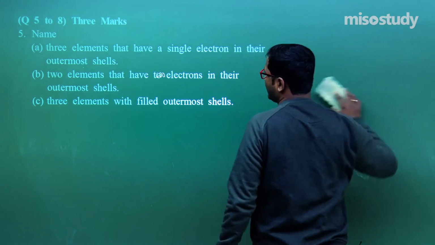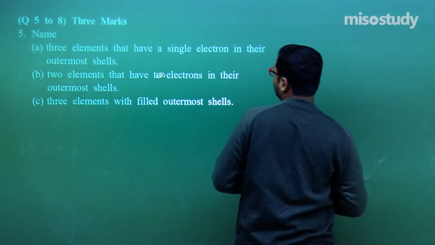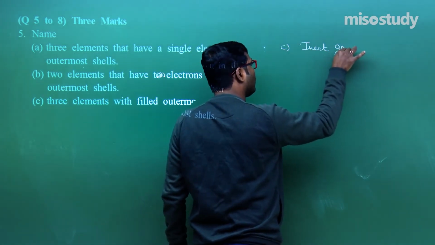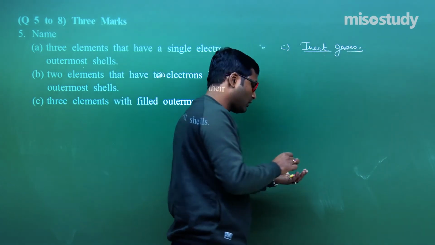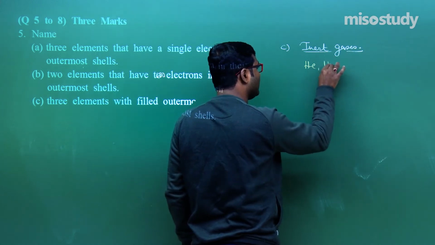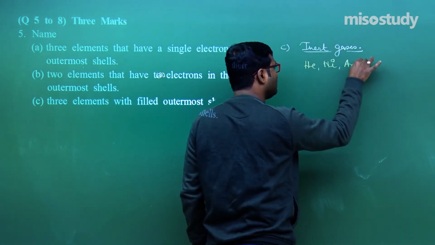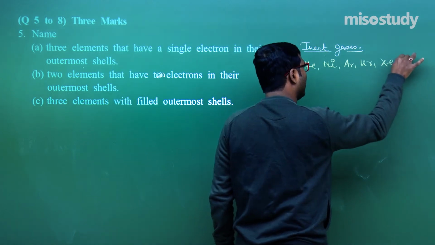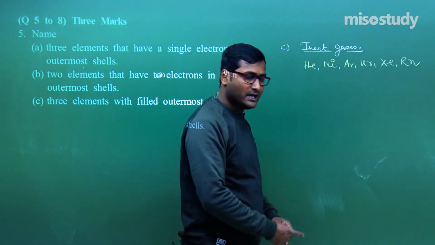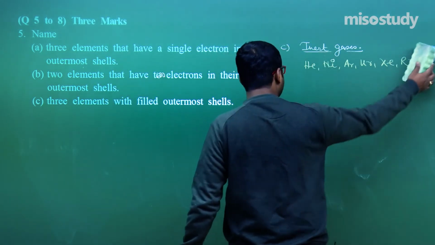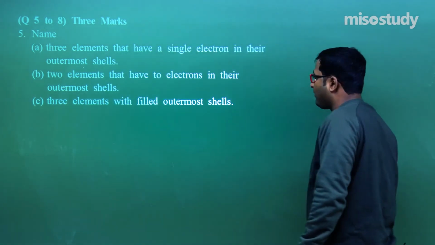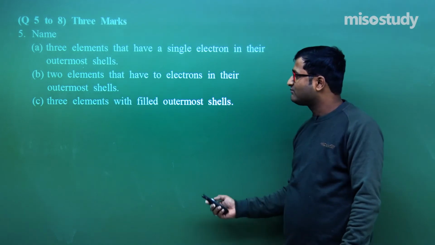Now let's move to the next one. 3 elements with filled outermost shell. We know inert gases, zero group elements, group 18 elements have stable electronic configuration, that is filled outermost shell. The answer is helium, neon, argon, krypton, xenon and radon. Am I right, my friend? Yes sir, you are absolutely right. These are very simple questions. Just follow the lectures and the NCERT books, sufficient for you to give the perfect answer to any question.